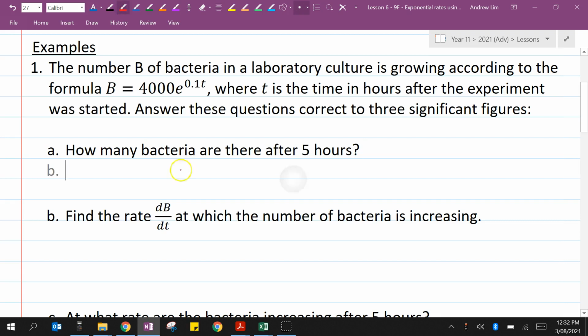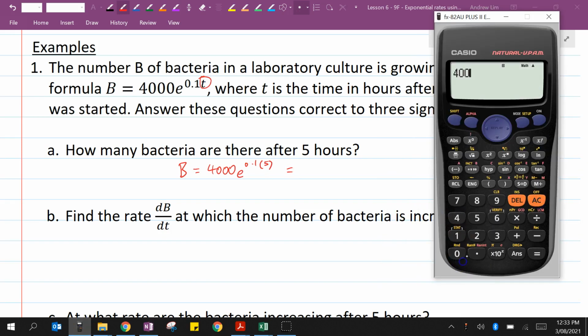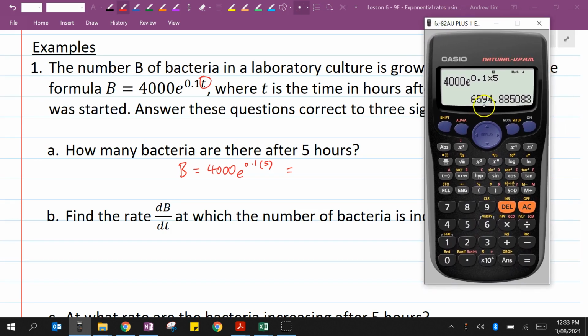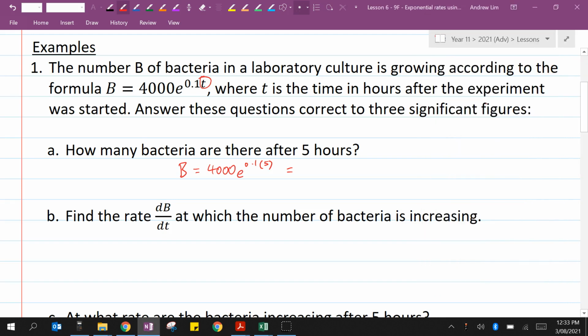So after 5 hours, the number of bacteria is going to equal 4000 e to the power 0.1 times 5, because t is 5. So we can put that in our calculator: 4000 e to the power of 0.1 times 5, which is 6594. Now the question says to 3 significant figures, so we want to round it to the nearest 10, so 6590. Okay, that's correct to 3 significant figures.